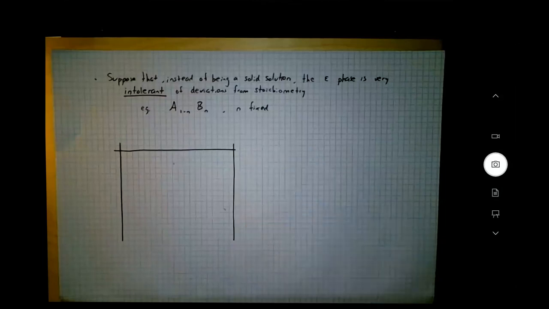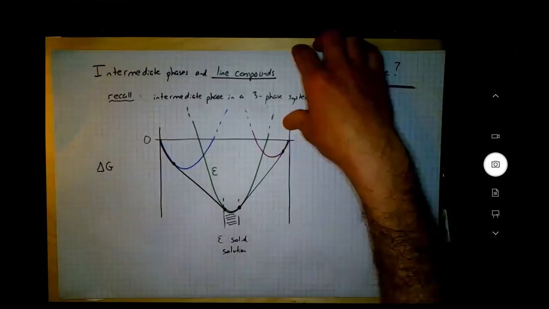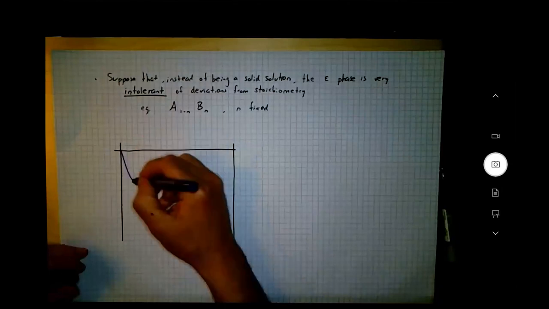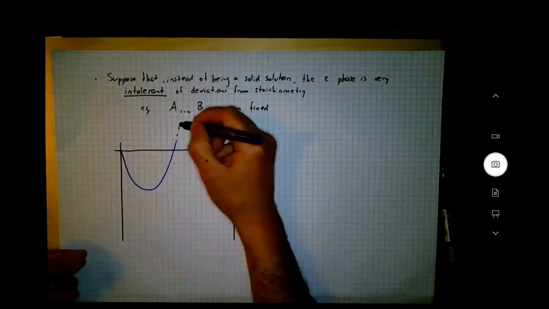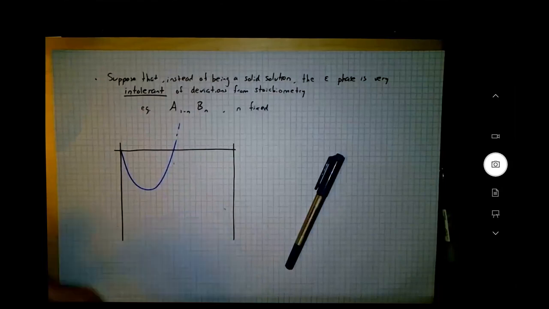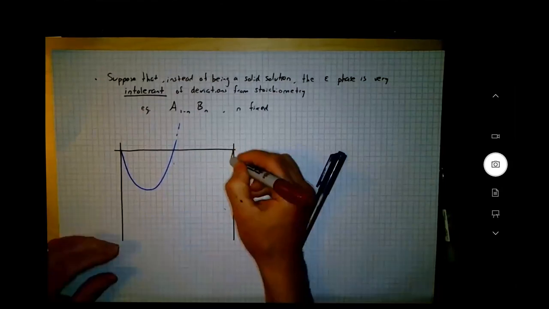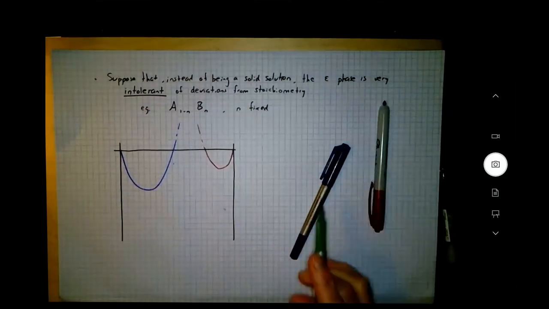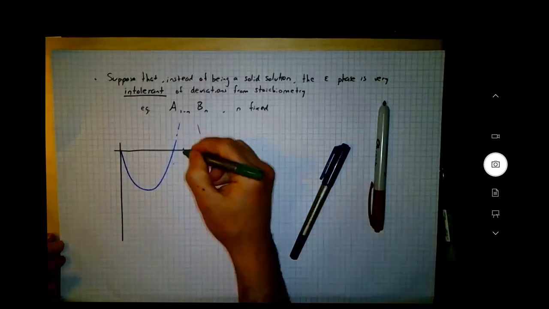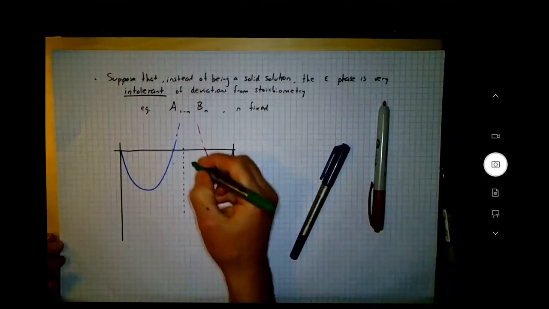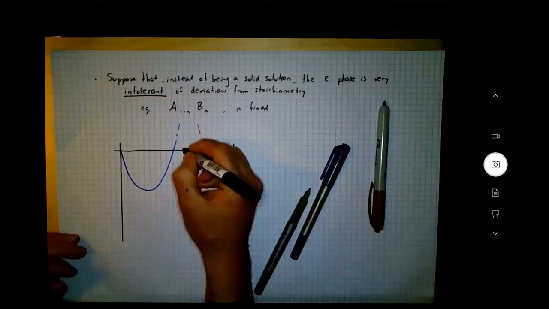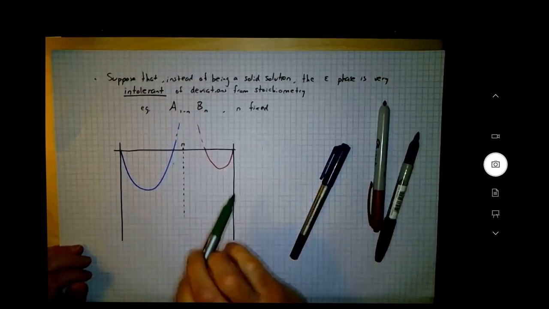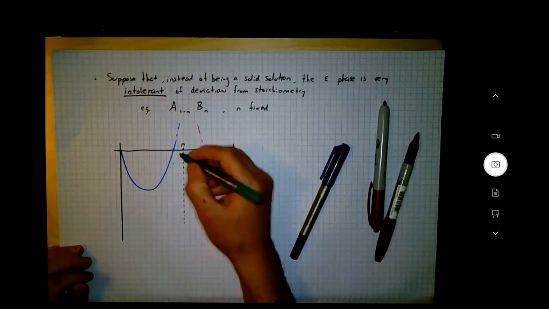Let's see, what colors did I use? I used blue, green, and maroon, I guess. So, here's blue as before. Here's maroon as before. But now let's say that here's N. That's that composition. And this solution model is going to look like this.